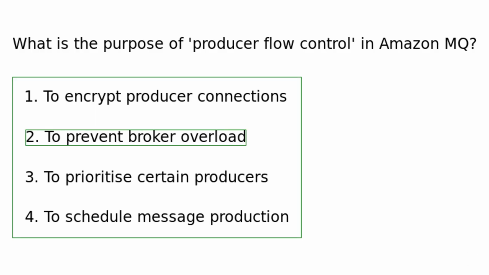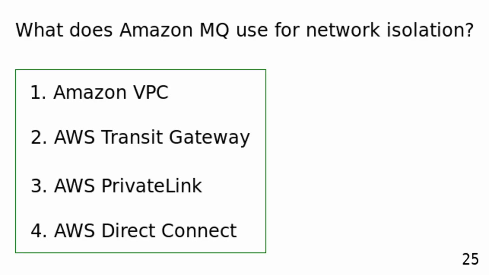Producer flow control in Amazon MQ prevents a broker from being overwhelmed by slowing down producers when resource usage is high, ensuring stability. What does Amazon MQ use for network isolation? Amazon VPC. AWS Transit Gateway. AWS Private Link. AWS Direct Connect.